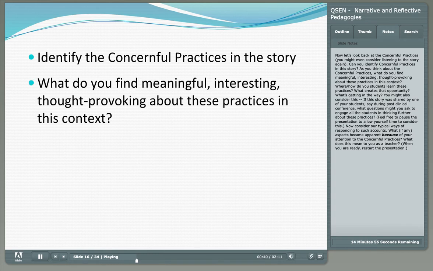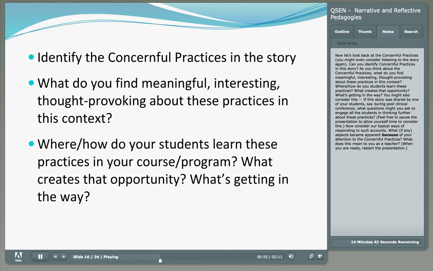As you think about the concernful practices you identified, what do you find meaningful or interesting, perhaps thought-provoking, about how these practices show up in this context? Ask yourself, where and how do students in my course, in our program, learn these practices? What things create that opportunity?